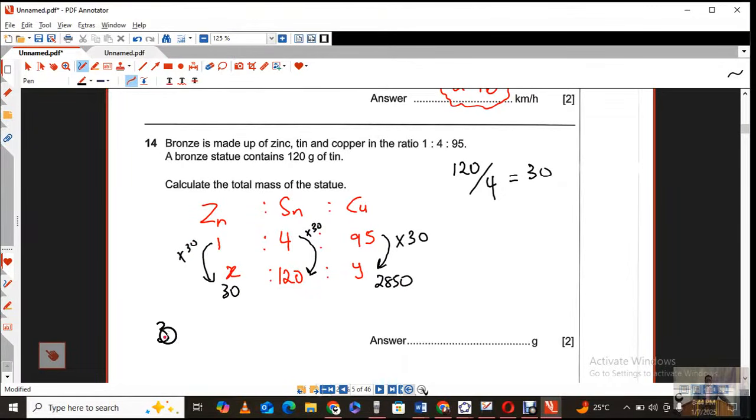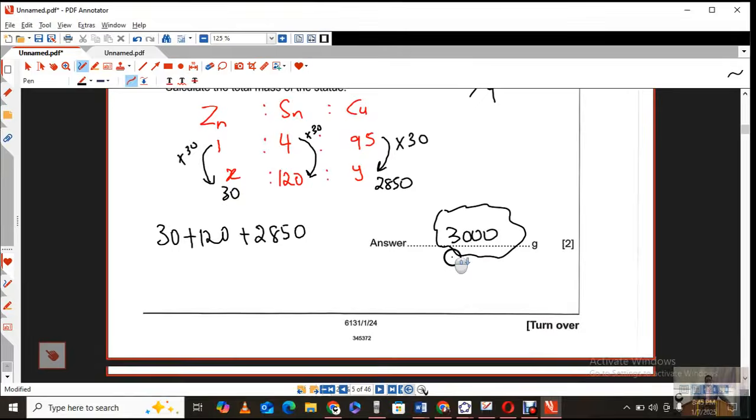Now, you simply go ahead and add to find the total mass. 30 plus 120 plus 2,850. Of course, this 150 added to that gives you 3,000 grams. That's the total mass. Of course, there are many ways you can do that as long as you find the correct answer.